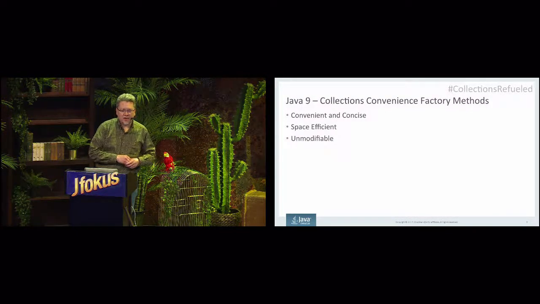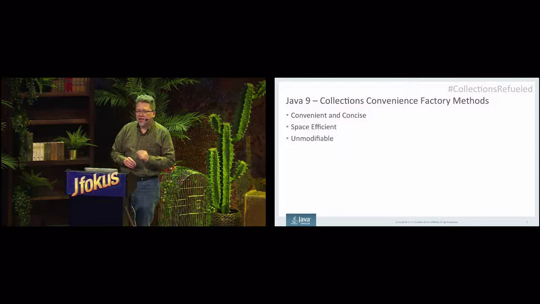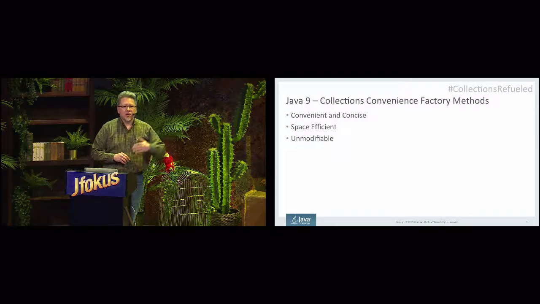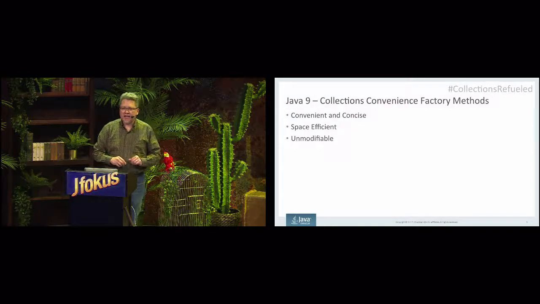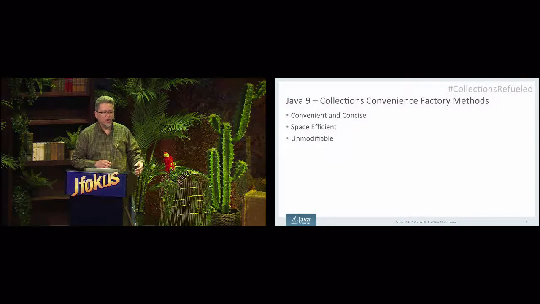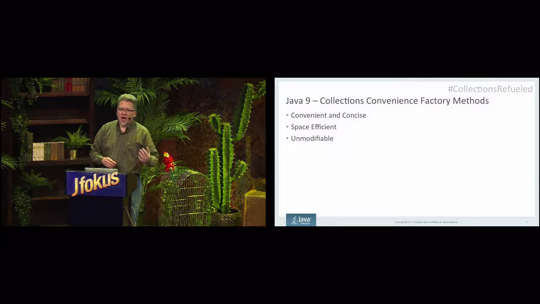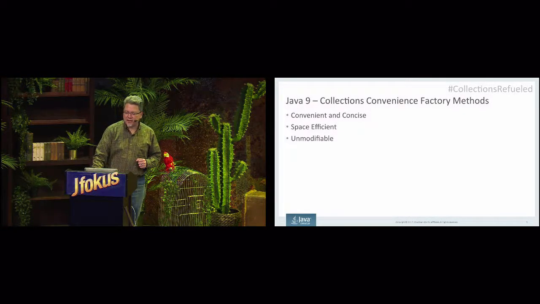The main goals of this effort were to provide a convenient and concise way of creating collections, but they are also space efficient, and I think they are also unmodifiable. And that's a theme that we are continuing to pursue with future versions of Java. The theme of moving away from mutability and towards unmodifiability and immutability. I think that's better for concurrent programming, and it's better for functional programming. So we're introducing stronger support for unmodifiable collections, and I think those will be more frequently used in the future than they have been in the past.